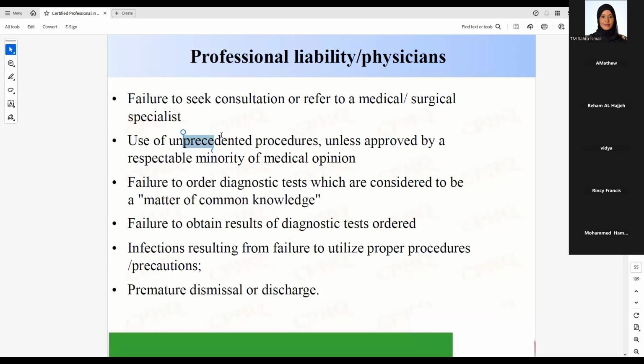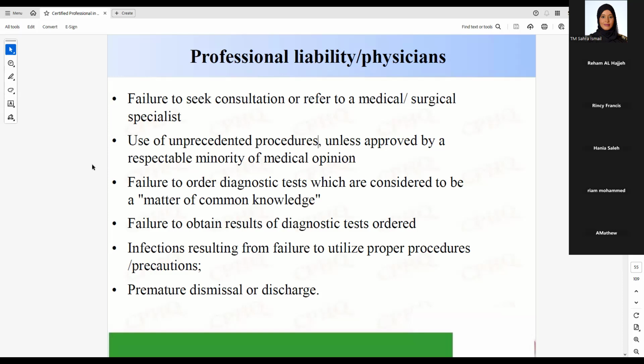What could be unprecedented procedures? That can be a liability. Anyone can guess? The announcement of brain death? No. This is talking about an unprecedented procedure. So a procedure that never happened before in the medical field.